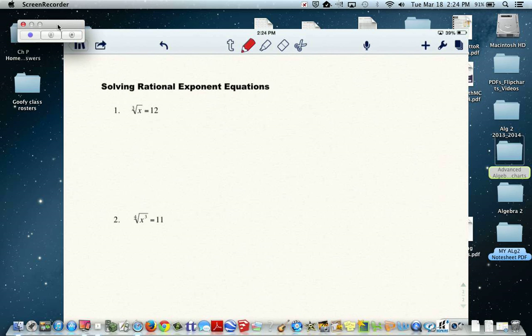So if I were to solve this, I might write it first as x to the 1/3 power is equal to 12. In this case then, I could go ahead and raise it to the 3rd power on both sides. So I'm left with x, and if you do 12 cubed on your calculator, you just type it right in, you're going to get 1728.